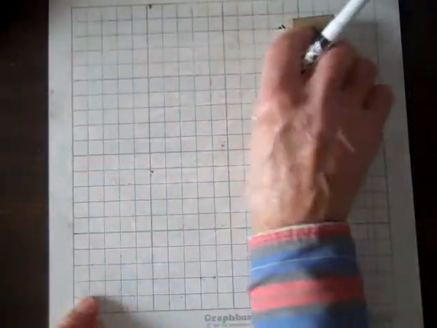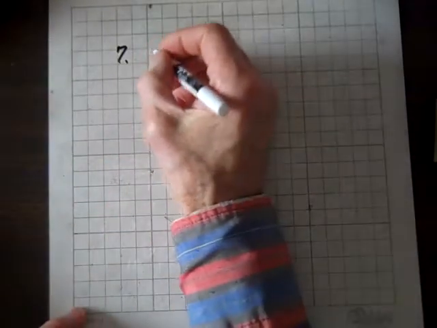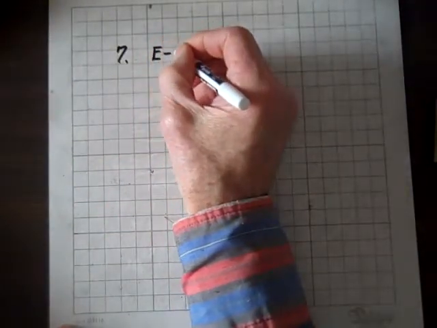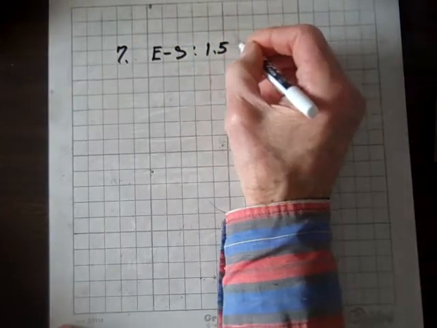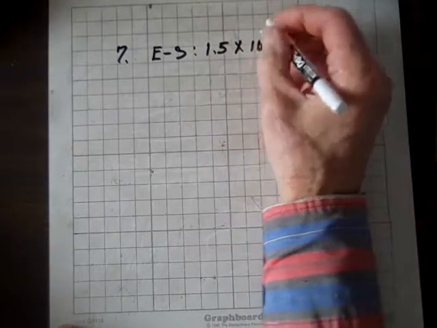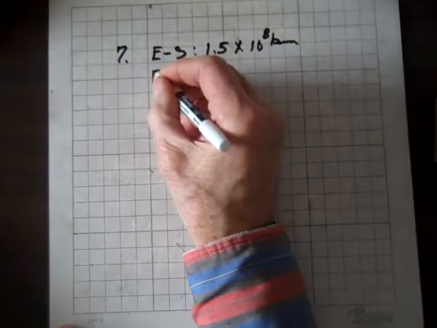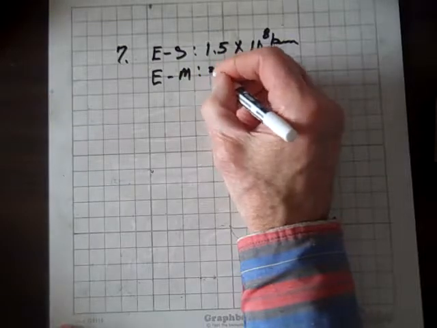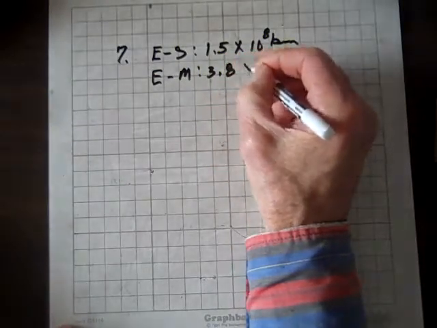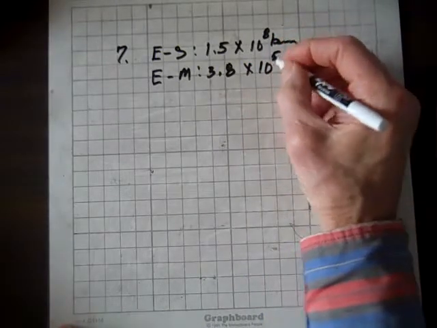Let's do 7. So 7. And let's see. The distance from the Earth to the Sun is 1.5 times 10 to the 8th kilometers. And the distance from the Earth to the Moon is 3.8 times 10 to the 5th kilometers.